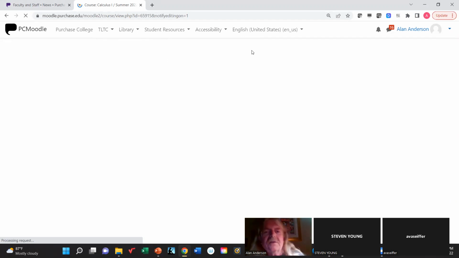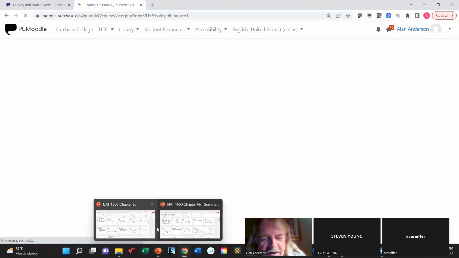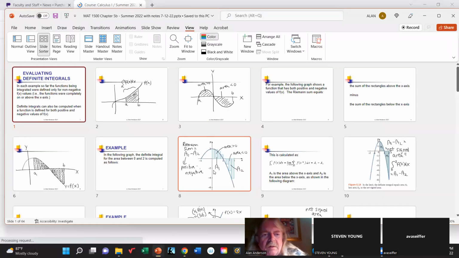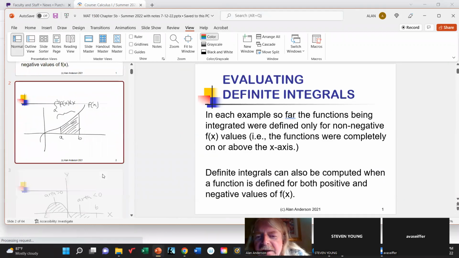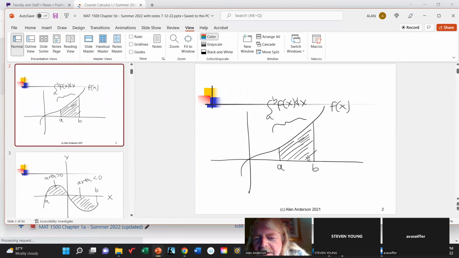All right, well, we're not going to sit here and stare at this all night. I'll get it up there when it becomes available. In the meantime, we can go back and look at chapter 5b. So we were looking at evaluating definite integrals. Remember, a definite integral is the one that's evaluated over a specific interval. And so the result of that is we're going to end up with a constant rather than a formula.